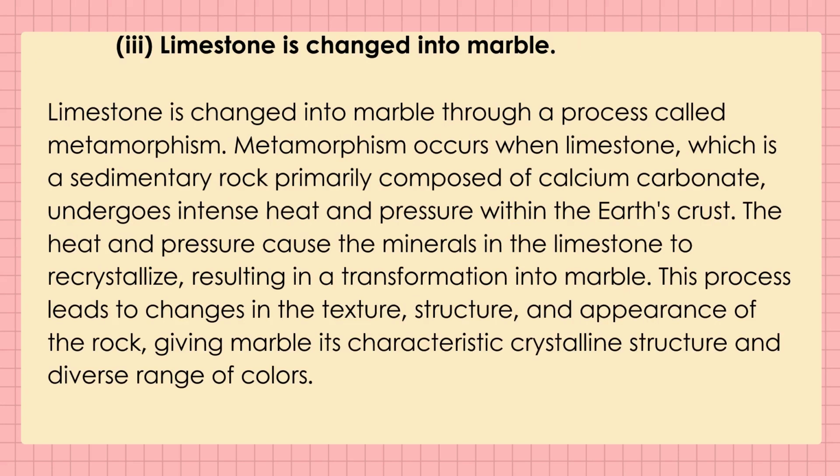Limestone is changed into marble. Limestone is changed into marble through a process called metamorphism. Metamorphism occurs when limestone, which is a sedimentary rock primarily composed of calcium carbonate, undergoes intense heat and pressure within Earth's crust. The heat and pressure cause the minerals in the limestone to recrystallize, resulting in a transformation into marble. This process leads to changes in the texture, structure, and appearance of the rock, giving marble its characteristic crystalline structure and diverse range of colors.